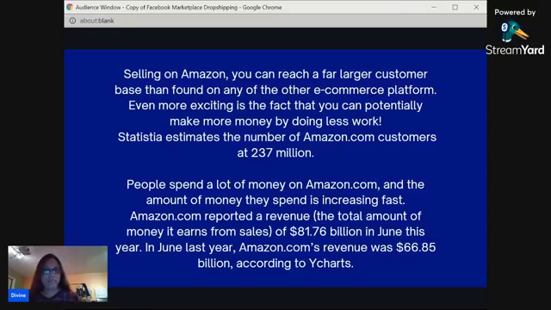And it's also actually so good how they pack and take care of your product. Amazon.com reported a revenue, the total amount of money it earns from sales, of 81.76 billion in June this year. In June last year, Amazon.com's revenue was 66.85 billion according to Y Charts. So that's why we just need to be in this big company, and that is the good thing, because Amazon opened their marketplace to us, the third party sellers.